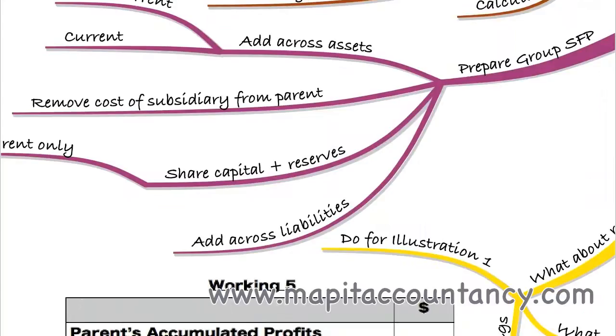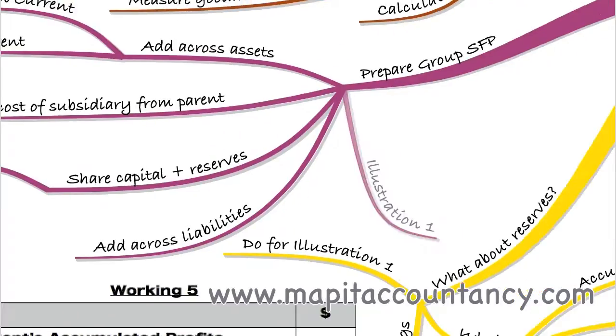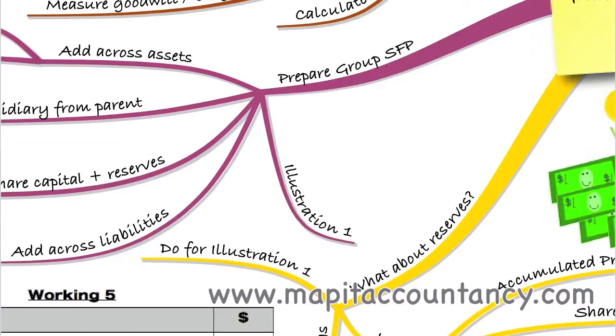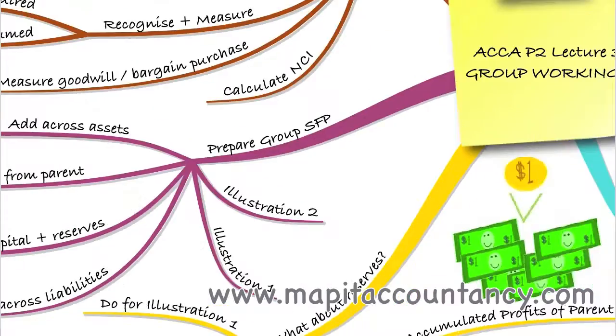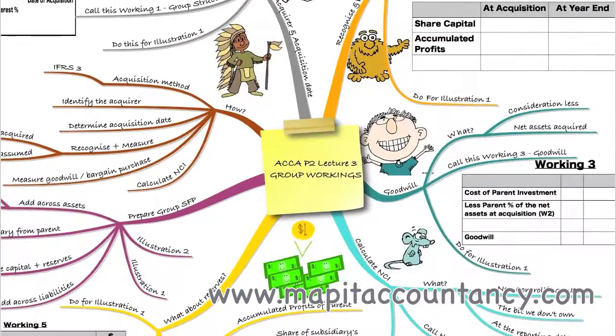We also then add across our liabilities, just like we did for our assets. Again, we prepared that for illustration 1, and then we did illustration 2 as well. So that was our lecture 3 on group workings.